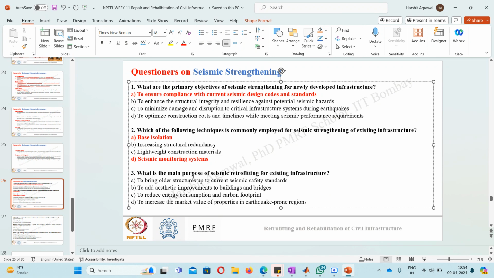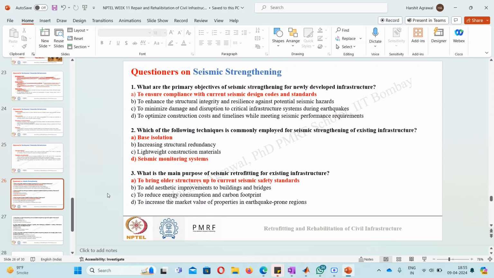The third question is, what is the main purpose of seismic retrofitting of existing infrastructure? So the main purpose is to bring older structures to the current safety standard level. So for any existing infrastructure, the purpose of retrofitting is to make the structure safe for seismic activity. And how can we make the structure safe against seismic activity? If we can get the structure to the stage where the current standard stands. Okay, so the current standards, what the provisions say, if we can get the structure up to that level, we can make the structure safe from a seismic event. Okay, so these are the three answers.